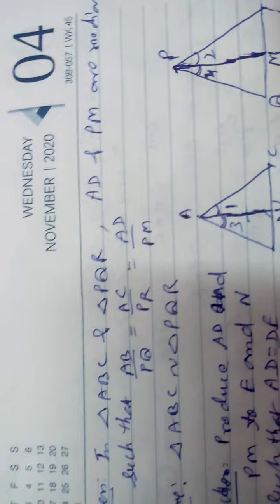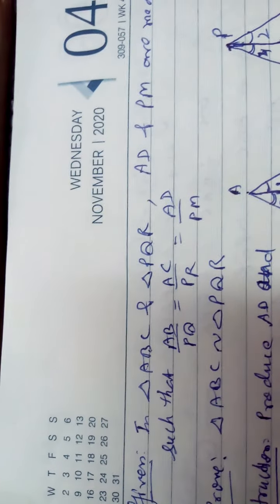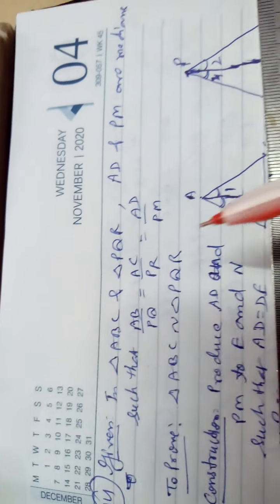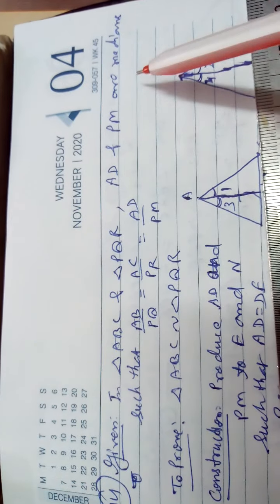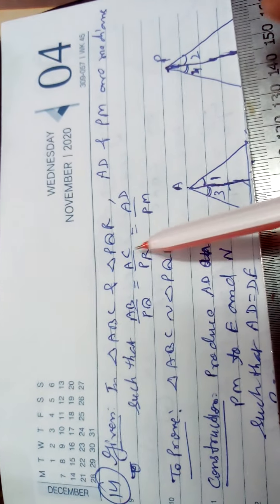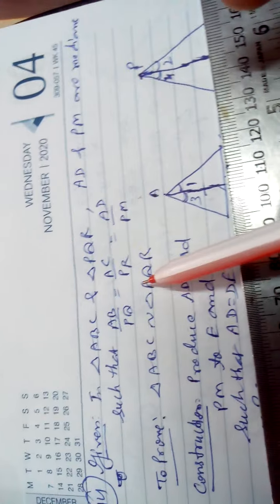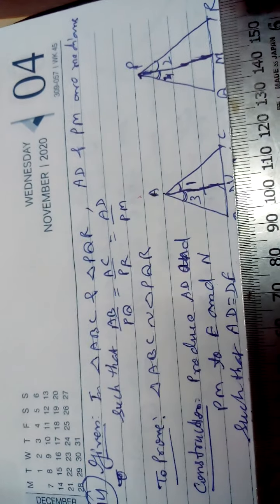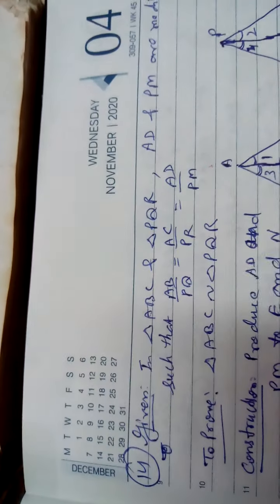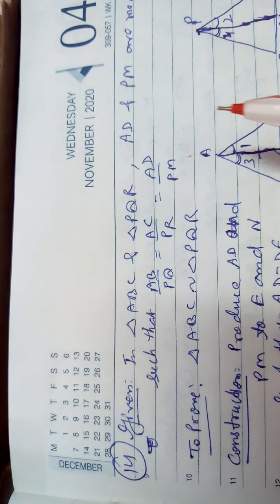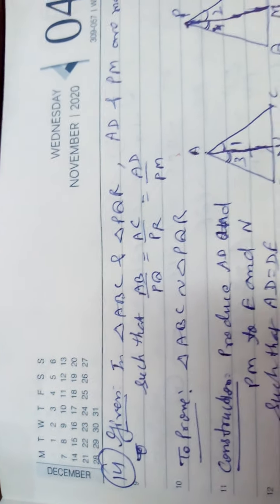Now question number 14, you will draw the figure. First of all you will take what is given. I have written, what is given? In triangles ABC and PQR, AD and PM are medians such that AB by PQ, AC by PR, AD by PM. And in question number 12, AC was given with BC, and PR was given with QR. For the proof of this, when all are given from the same point and you want to prove both triangles similar, there will be a construction.